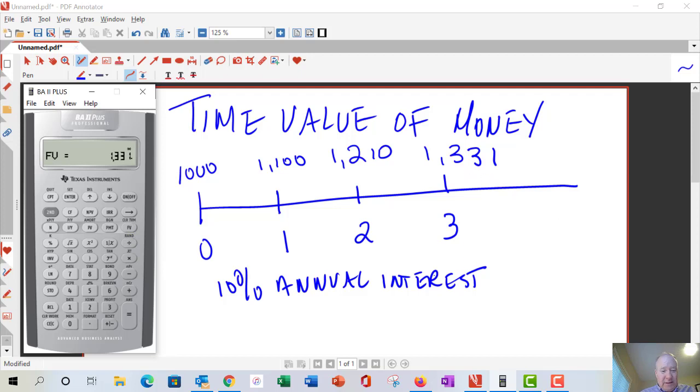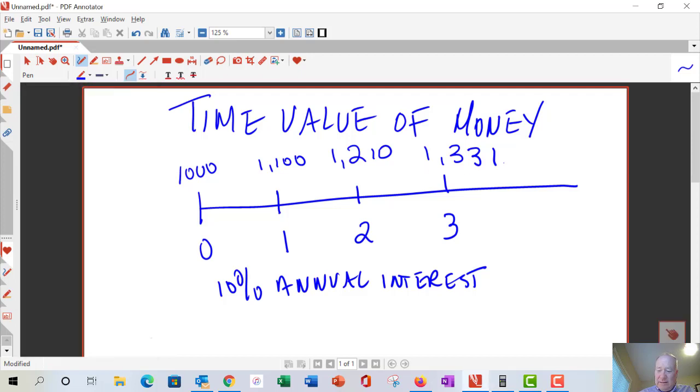All right, so much easier in the calculator. You practice that a bit, and you'll get the same answer. And again, that's the basic time value of money.